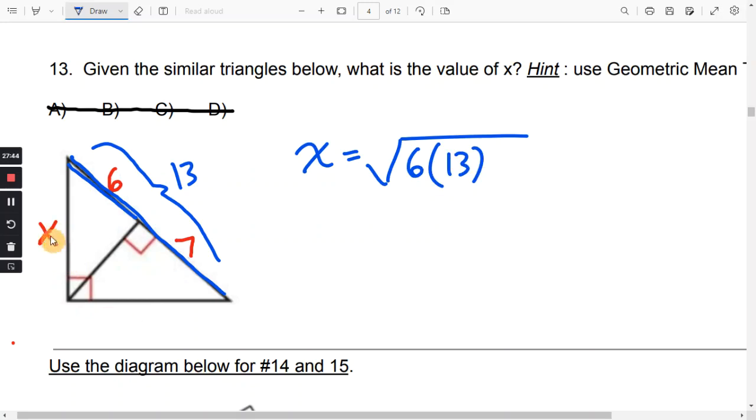Again, whatever side this is on, you take the square root of this piece times the whole thing. If x were on this side, it would be 7 times 13. So depending on which leg you're on, that's which portion of the hypotenuse you use. Since we're on this side, we use the 6 times the whole thing. So square root of 6 times 13, 6 times 13 is 78, and the square root of 78 is going to be 8.8 rounded off.